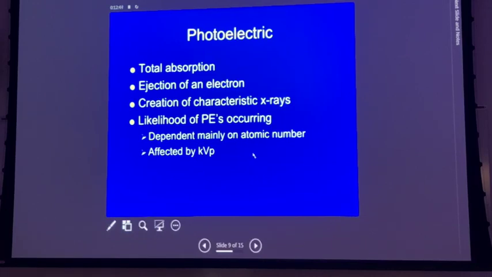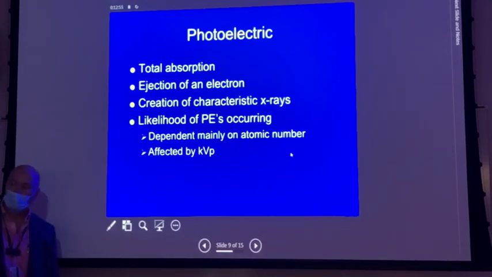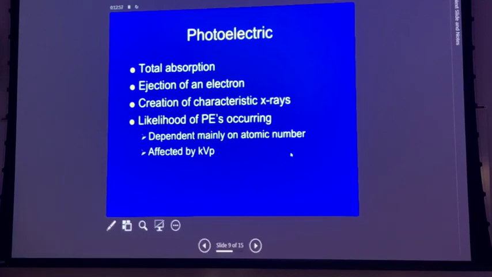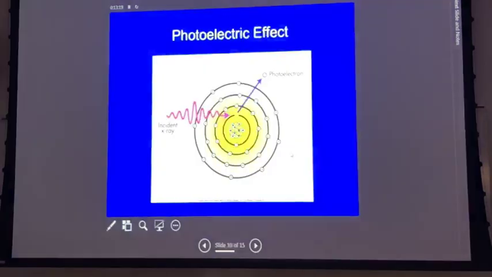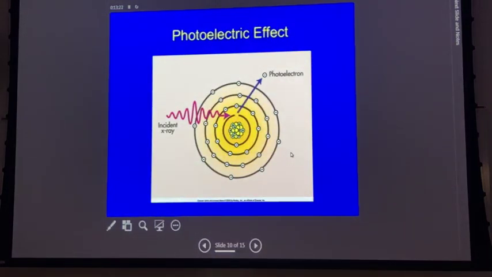So the likelihood of photoelectrics occurring is dependent on atomic number, and it's affected by kVp. The higher the atomic number, the more likely we're going to have photoelectric interaction. And it's affected by kVp. The higher the kVp, again, the less chance of photoelectric or Compton we're going to have. But again, the Compton that we do have will have higher energy and penetrate through the patient with foggy film. So, photoelectric interaction.